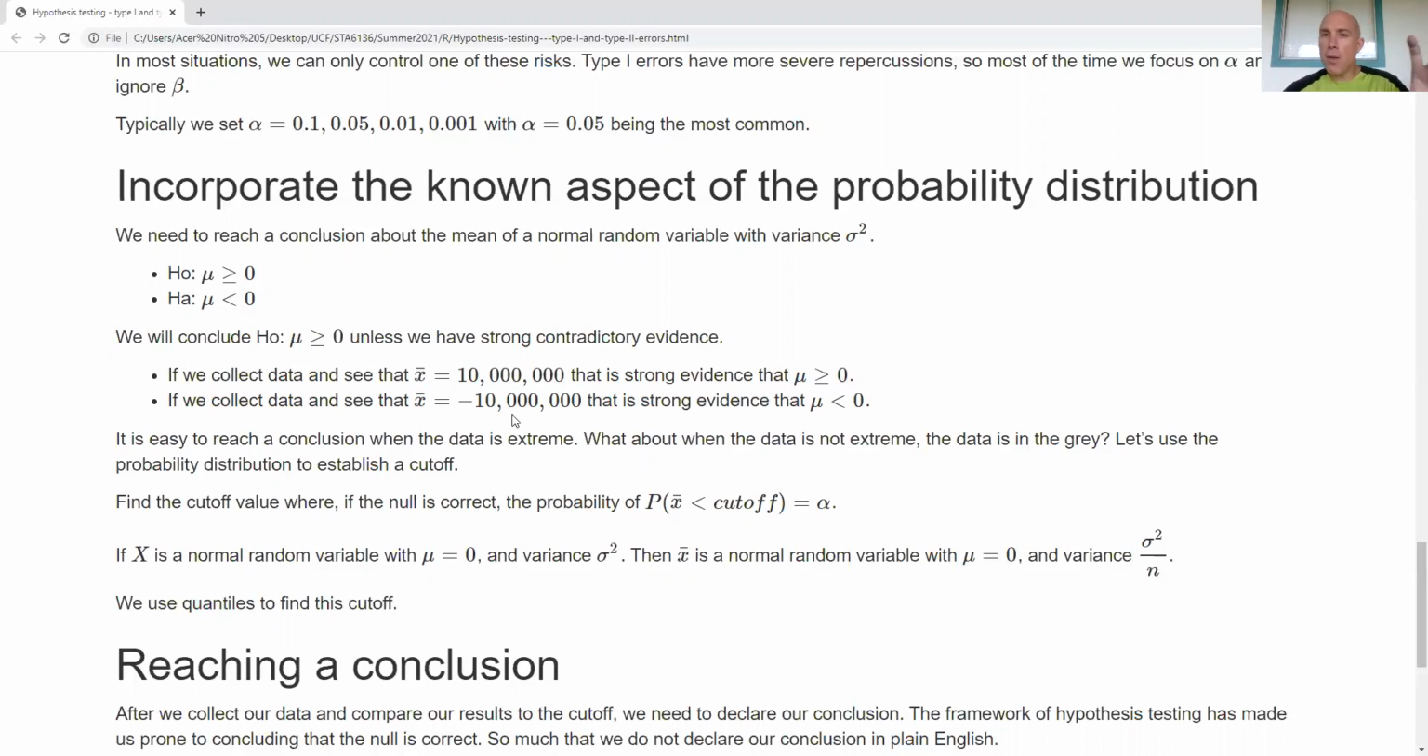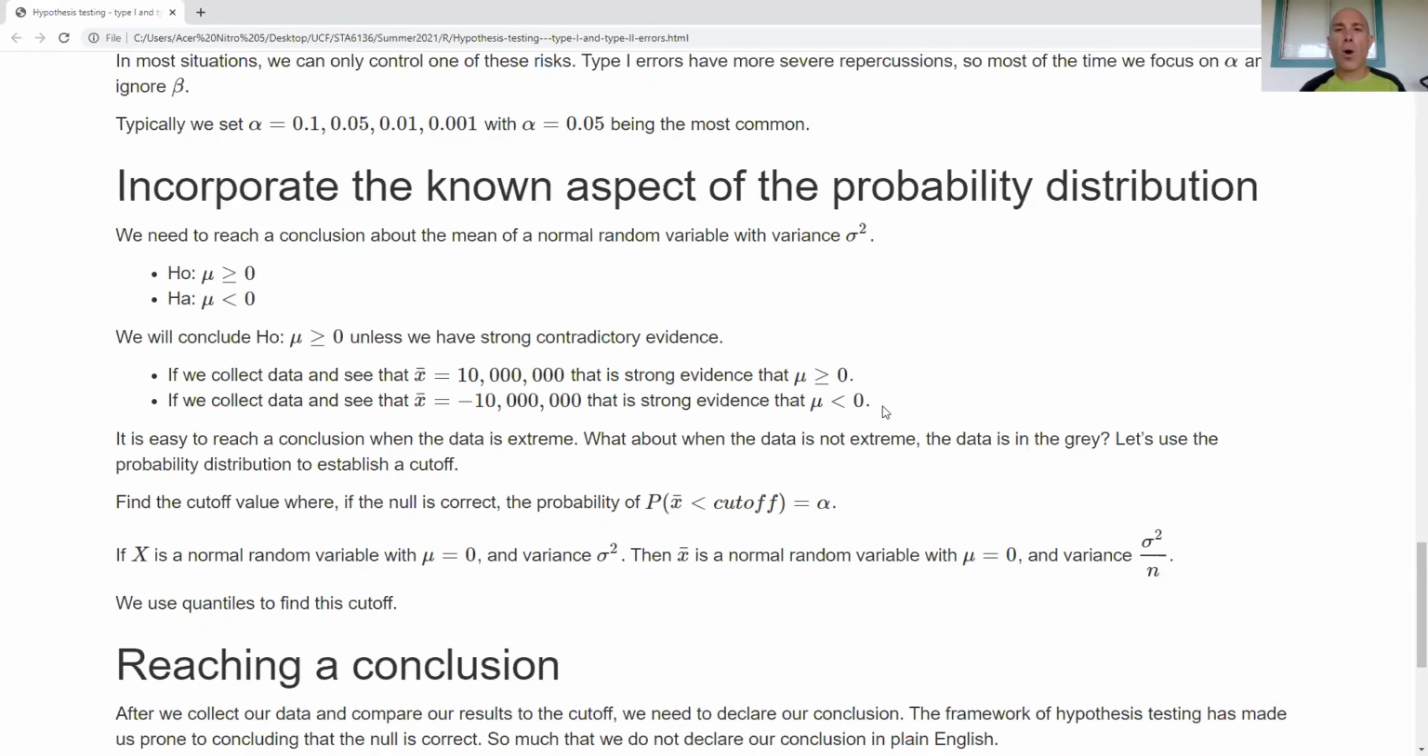Now, let's think about another scenario. Let's say I go out, collect my data, and I get a sample average of negative 10 million. Well, that's pretty strong evidence that the population average is negative. So it's easy to reach a conclusion when I have strong evidence. Here, we want to figure out what we do when it's in the gray. When is it that we don't have strong evidence? If our data is not extreme, how do we make a judgment call?